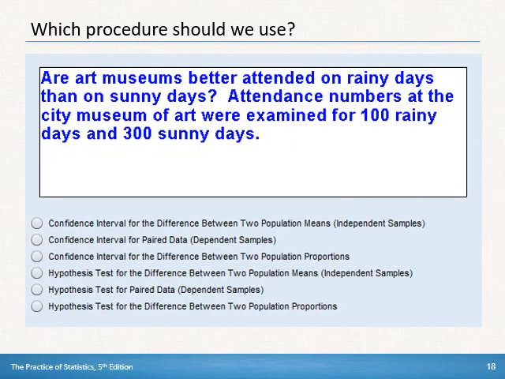All right, next one. Are art museums better attended on rainy days rather than on sunny days? Attendance numbers at the City Museum of Art were examined for 100 rainy days and 300 sunny days. So think about, are we trying to do a confidence interval? Are we trying to estimate something? Or are we trying to say, is there a difference? So that would be a hypothesis test. So which one is it?